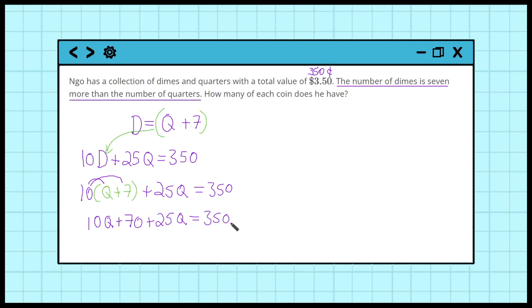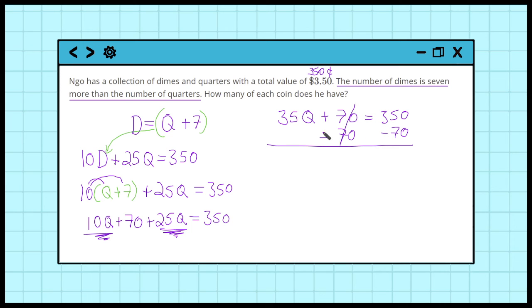Now, I said after we distribute, we would combine like terms. In this case, my like terms are 10Q and 25Q. When I add those together, I get 35Q. I carry my plus 70 and my equals 350. Now I can subtract 70 from both sides, and that gives me a cancellation over here. So 35Q gets carried down and the equals gets carried down. Then we do 350 minus 70 and we get 280.